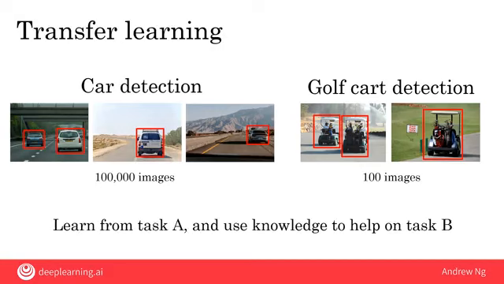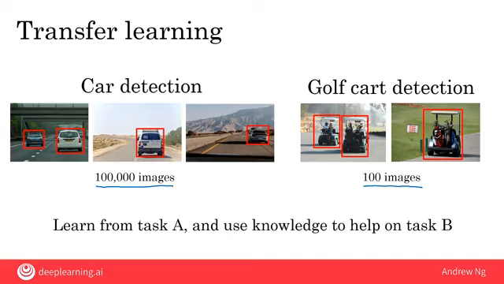Transfer learning is the technology that lets you learn from a task A, such as car detection, and use the knowledge to help you on a different task B, such as golf cart detection. Where transfer learning really shines is if, having learned from a very large data set of car detection, task A, you can now do pretty well on golf cart detection, even though you have a much smaller golf cart data set, because some of the knowledge it has learned from the first task of what the vehicles look like, what the wheels look like, how the vehicles move, maybe that will be useful also for golf cart detection.